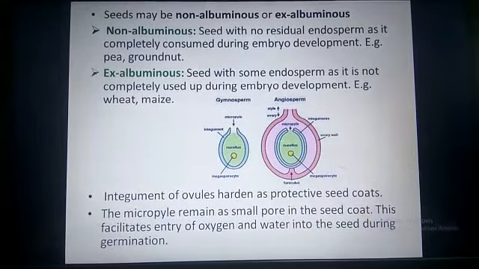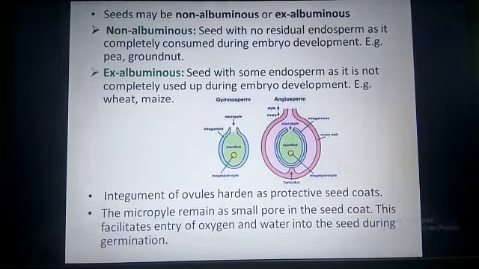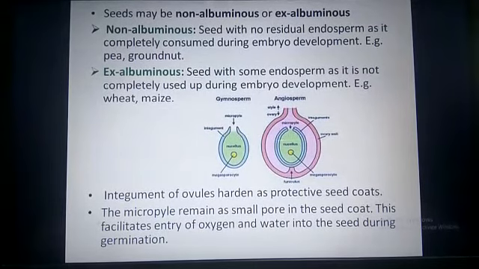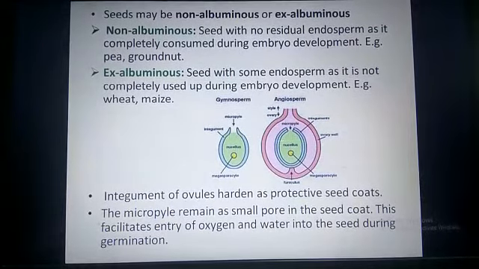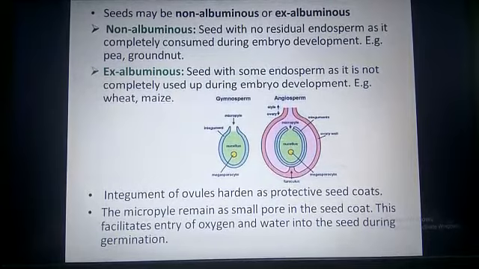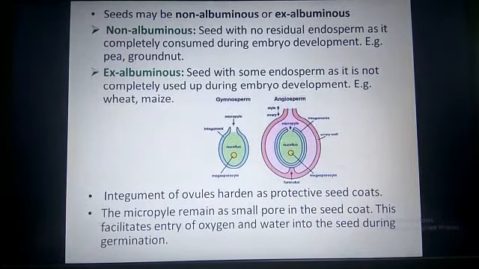Albuminous seeds are those seeds that have some amount of endosperm left in the seed, as it is not completely eaten up by the developing embryo. Example, wheat, maize. Integuments of ovules harden as protective seed coats.